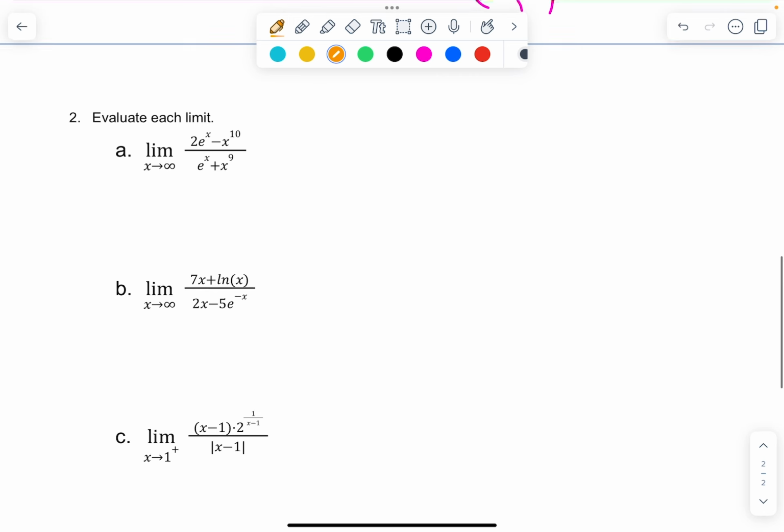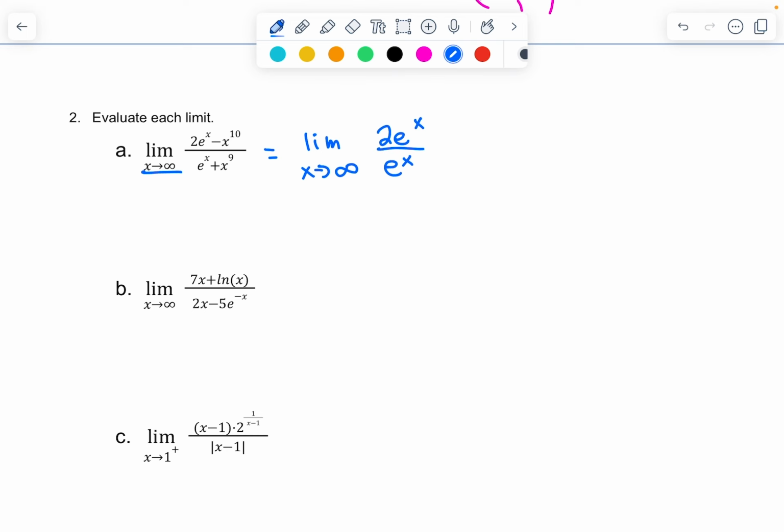Let's look at these limits on the back. Limit as x goes to infinity of this function here. Now, exponential growth is much, much faster than polynomial growth. So we can basically ignore the polynomial terms here, and we just focus on the dominant terms, 2e to the x over e to the x. Now, 2e to the x over e to the x, we know that e to the x and e to the x will cancel.